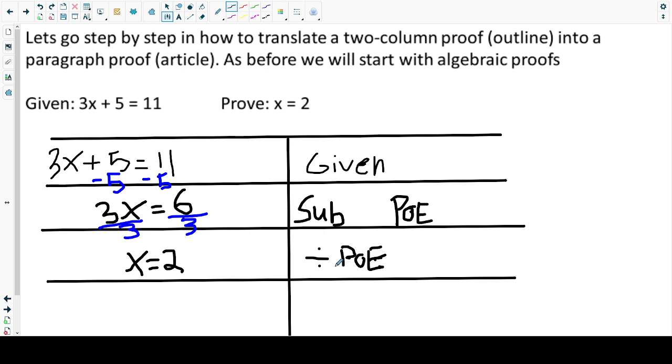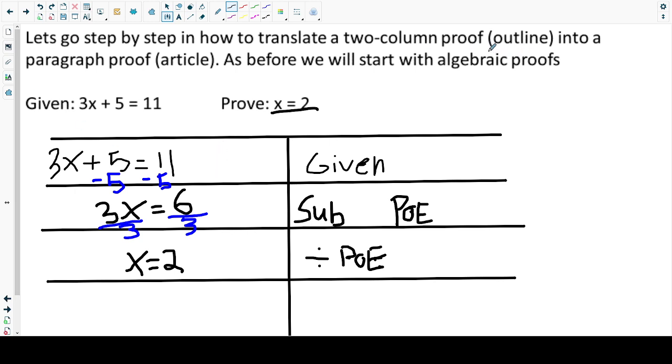And that's QED, right? That's the end of the proof because we've gotten what we wanted. We got to the proof statement. That's how you know you're done with the proof: when you get to the proof statement. And again, we've done this before, the first type of two-column proofs we've done. And so now we want to take this and make it into a paragraph proof.